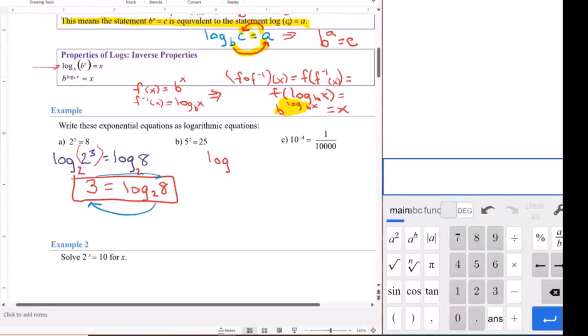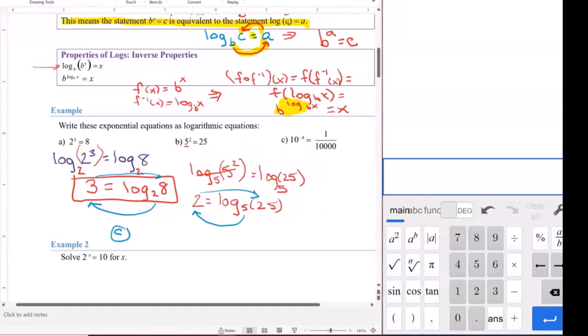So since I have a base of 5, I'm going to make the log base 5. Okay? And if we do it to one side, we have to do it to both sides. These cancel, and I end up with 2 equals the log base 5 of 25. And again, 5 squared equals 25, just like we said. So we have 10 to the negative 4 equals 1 over 10,000.